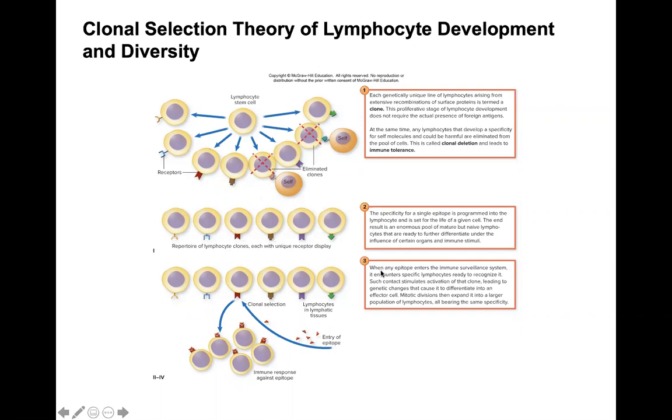When any epitope enters the immune surveillance system, it encounters specific lymphocytes ready to recognize it. Such contact will stimulate the activation of the clone, leading to genetic changes that cause it to differentiate into an effector cell, and then you get rapid mitotic division. So here we have an epitope or an antigen. It binds to this one very specific clone right here, and this will actually undergo mitosis to start to replicate.